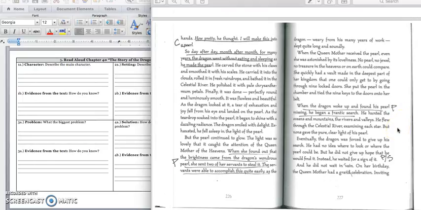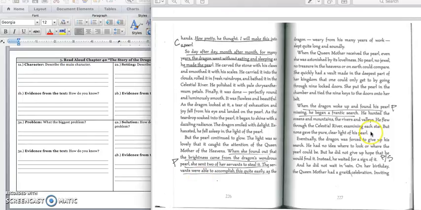When the dragon woke up and found his pearl missing, he began a frantic search. He hunted the oceans and mountains, the rivers and valleys. He flew through the celestial river, examining each star, but none gave the pure, clear light of his pearl.